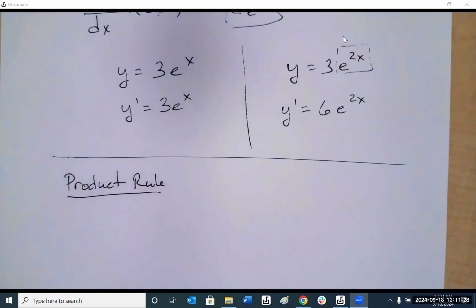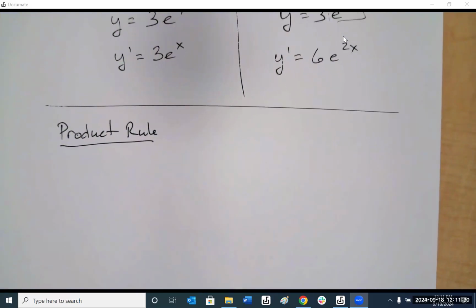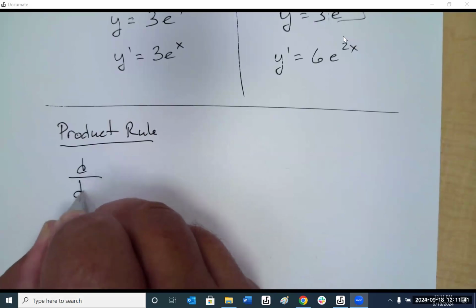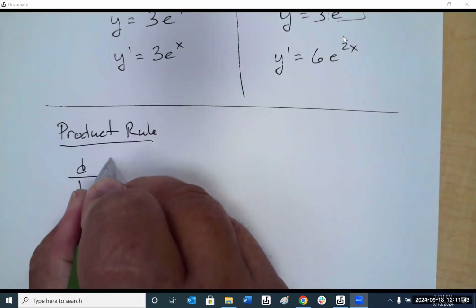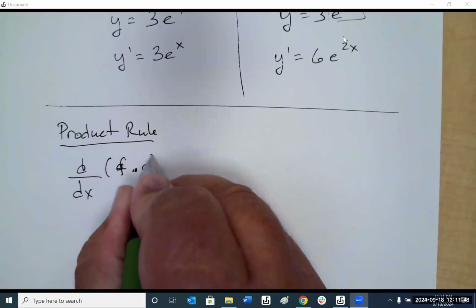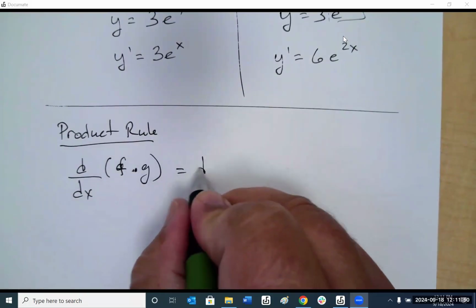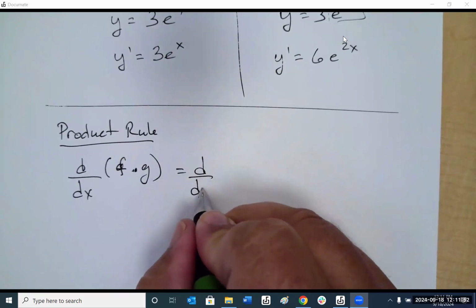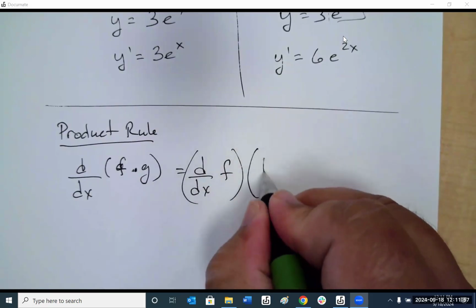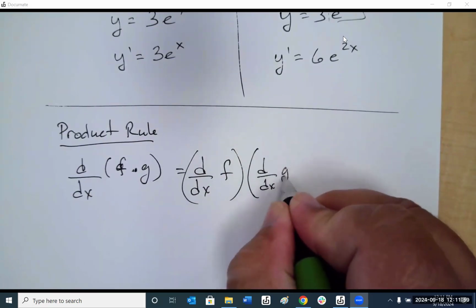The product rule. Product deals with what? Multiplication. So the derivative of f times g is equal to the derivative of f times the derivative of g.